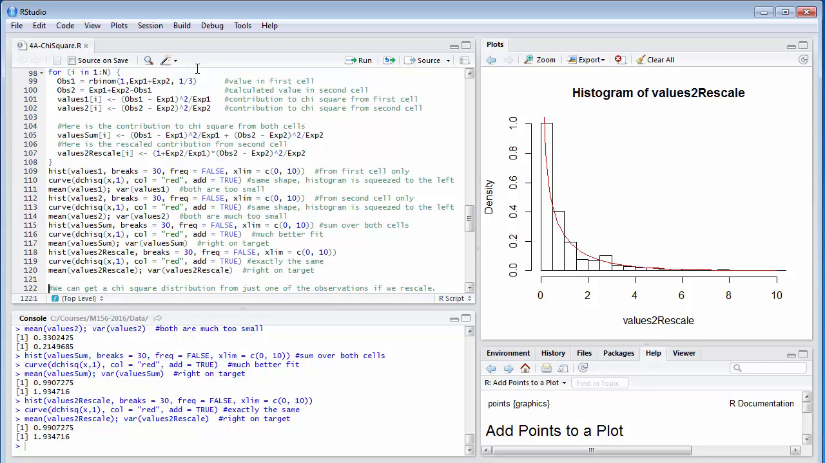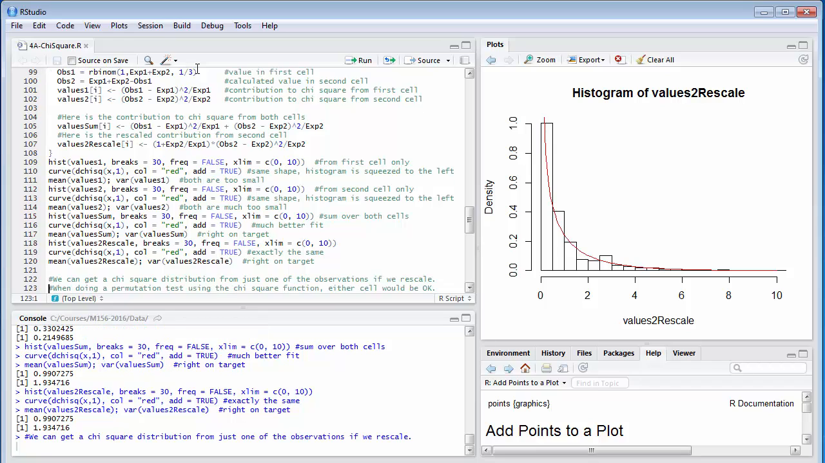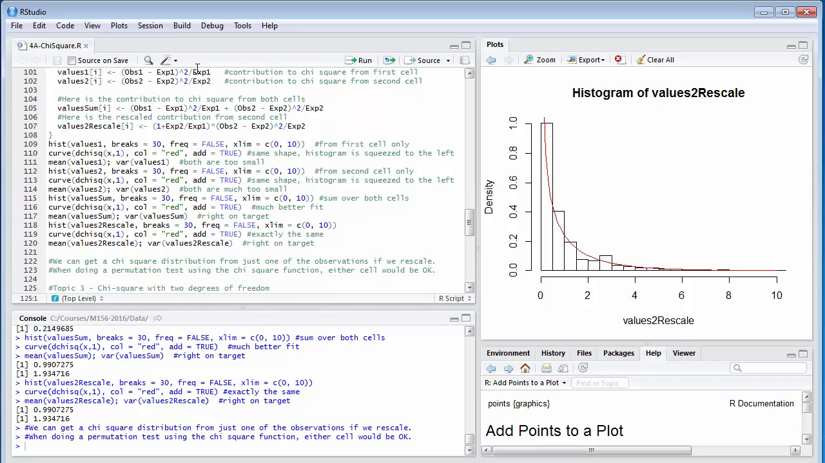So the moral of this is you don't really have to sum over the entire table. If you're willing to rescale, you can get a chi-squared distribution from just one of the observations. But if the data are from an unknown source, adding the contributions from all the cells together is a much more sensible thing to do than rescaling.